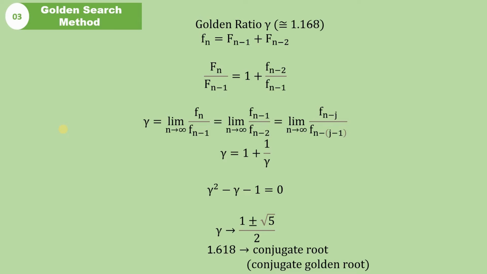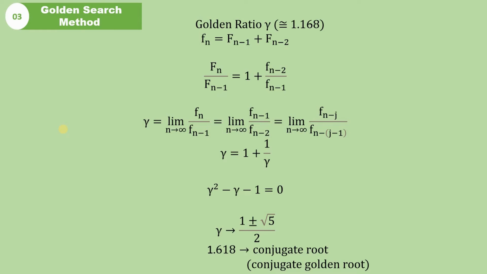As we know, in the Fibonacci numbers, Fn equals Fn minus 1 plus Fn minus 2, that is, any Fibonacci number is the sum of the previous two Fibonacci numbers in the sequence. If we divide both sides by Fn minus 1, we get Fn upon Fn minus 1 equals 1 plus Fn minus 2 upon Fn minus 1. That is, gamma equals the limit as n tends to infinity of Fn upon Fn minus 1, which equals the limit of Fn minus 1 upon Fn minus 2, which equals the limit of Fn minus j upon Fn minus j minus 1.